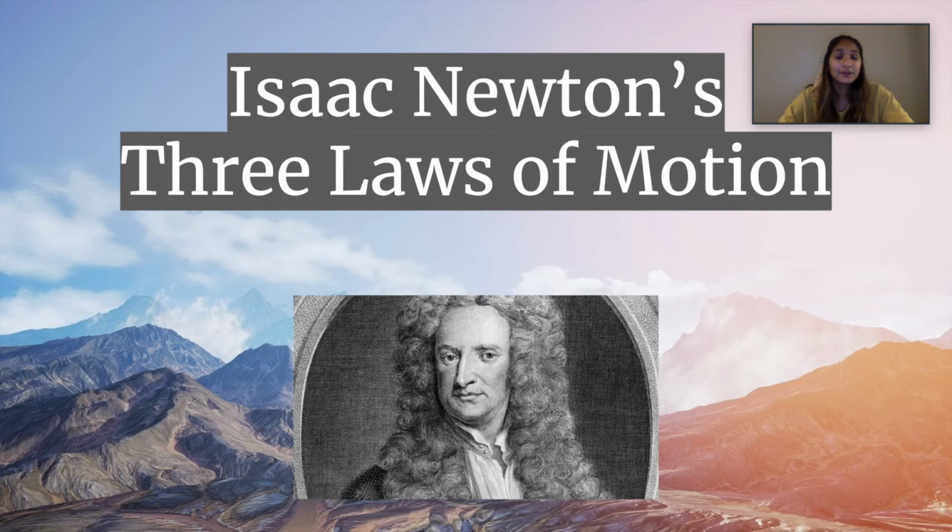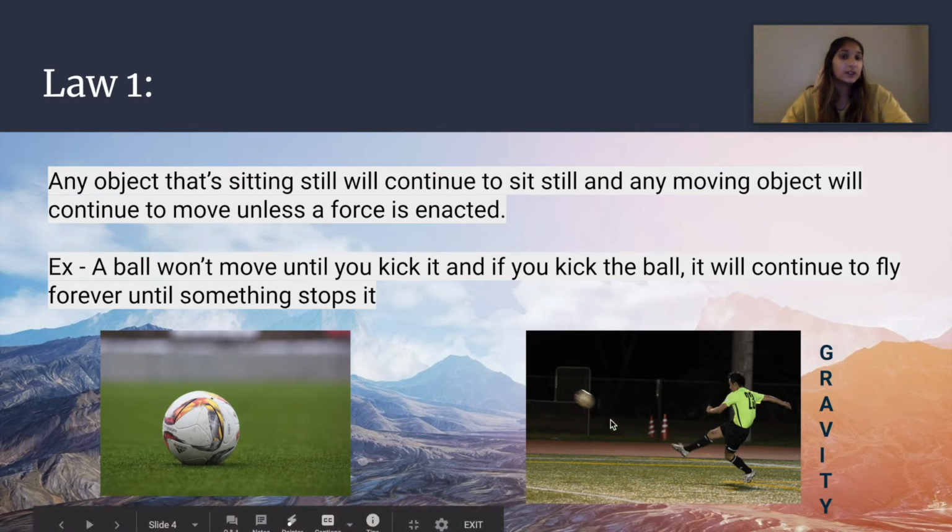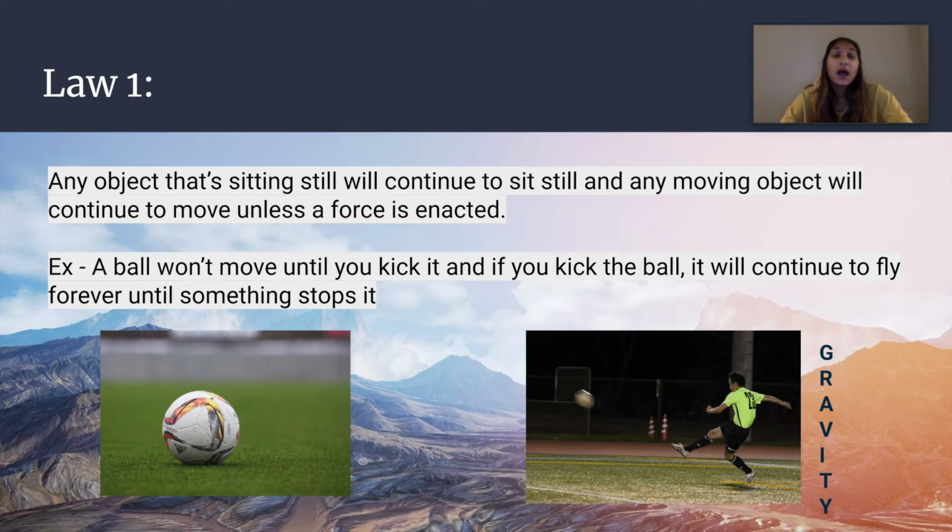Isaac Newton was a mathematician and physicist, and he came up with 3 important laws of motion. So what are these laws? Well, the first law is that any object that's sitting still will continue to sit still, and any object that's moving will continue to move unless a force is enacted. For example, if you have a ball sitting on a grass field, it won't move until you kick it. And once you kick the ball, it will continue to fly forever until something stops it. Usually what that something is on Earth is gravity. We know gravity will pull the ball back down eventually.